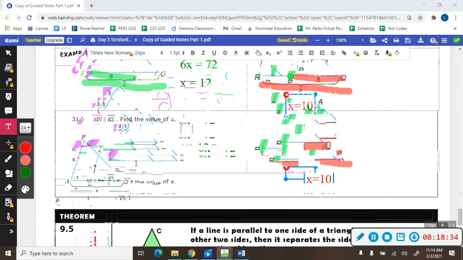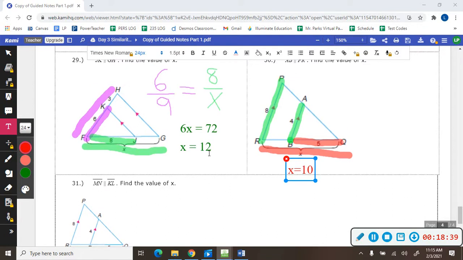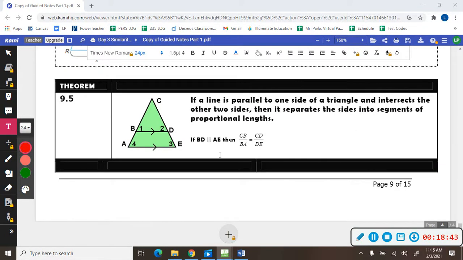Alright, and then finally, number 31, if you look at it, it's exactly the same thing. So we're not going to go over 31. And then we're going to finish off with a new theorem. And it says, if a line is parallel to one side of a triangle and intersects the two sides, then it separates the sides into segments of proportional length. So CB over BA is congruent to CD over DE. So you can also just take the pieces, and those are also proportional.